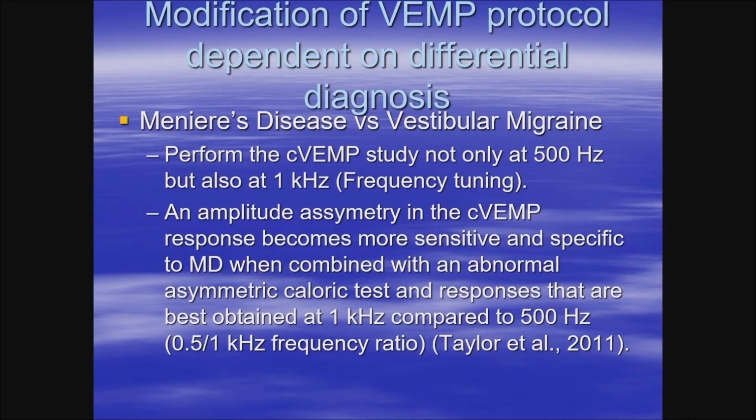In this case, when there is a suspicion of either Meniere's disease or vestibular migraine, what I do in my laboratory is to do the cVEMP also at 1 kilohertz. We do the study both at 500 hertz and 1 kilohertz, and I will show you some examples of this now, to demonstrate a frequency tuning or frequency shift. cVEMPs are best obtained at 500 hertz, but if you find a better response at 1 kilohertz instead of 500 hertz, this suggests endolymphatic hydrops. And I will show you some examples now.